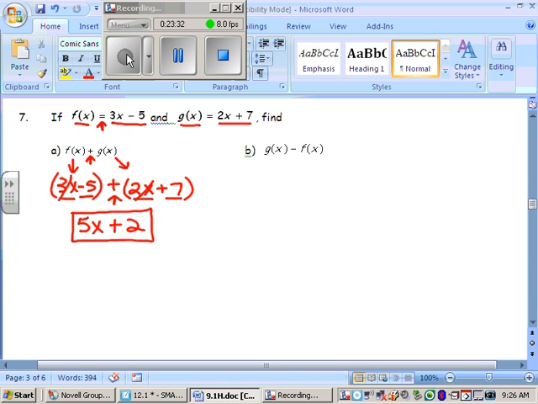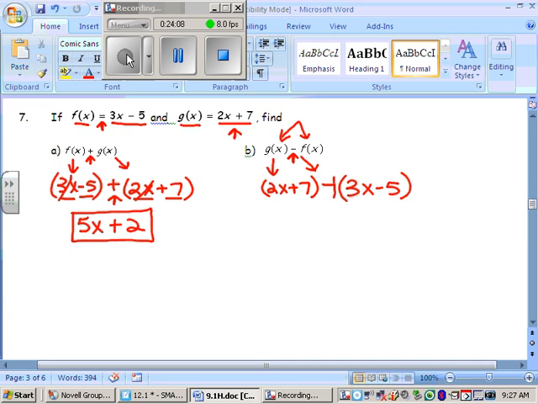In problem B, notice two things. First of all, g of x and the f of x have been switched. And secondly, there's a minus sign. So just be careful in the order in which you write the polynomials and make sure a minus sign is in front of that second set of parentheses. So first replace the polynomial that represents g of x, which is the 2x plus 7. Drop down your minus sign. Then replace the binomial that represents f of x, which is 3x minus 5.